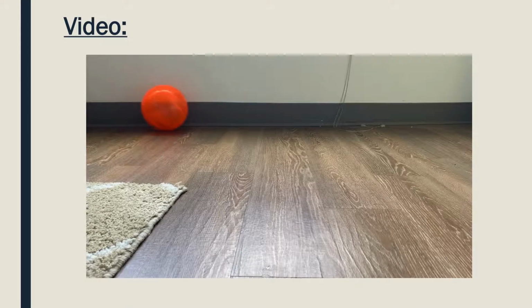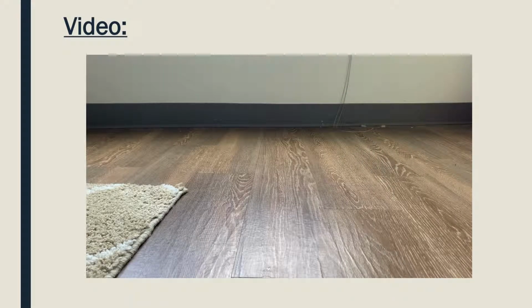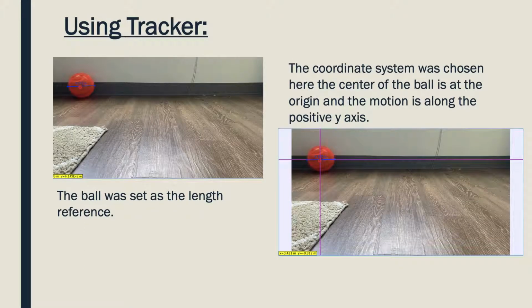Here's a video of my hamster Crouton rolling across the floor. As you can tell, it appears that she is moving at a constant rate. We used Tracker to analyze this video. The ball is used as a reference for future frames so that we can predict the motion of the ball.